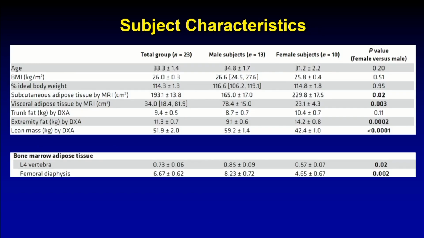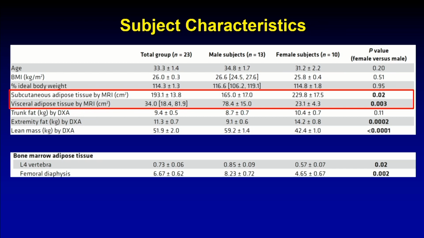So here are the subject characteristics. Now I have to turn around because I'm not wearing my glasses. But you can see what is really interesting. The total number you see here is 23, and then we had 13 men and 10 women. They were the same age and BMI, but even having the same age and BMI, what's interesting is that the women had more subcutaneous tissue than the men, and the men had more visceral fat, even with the same BMI.